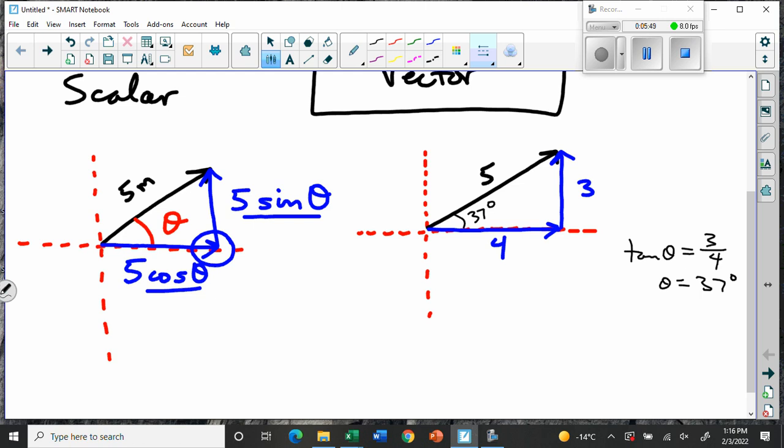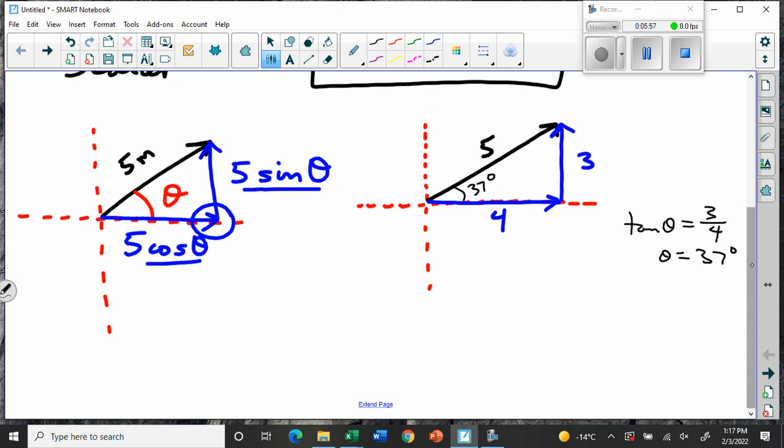Now, in mathematical language, we actually use these components quite often. There's a couple of ways we can mathematically describe this vector. The blue arrows stand for the x and y components.